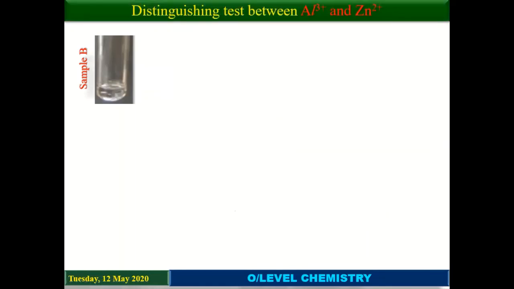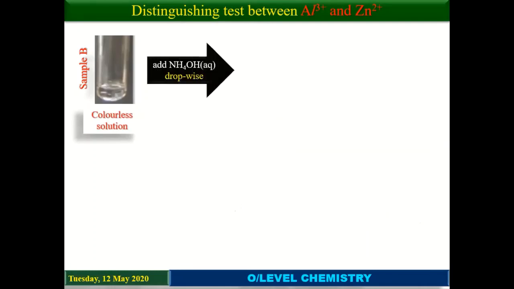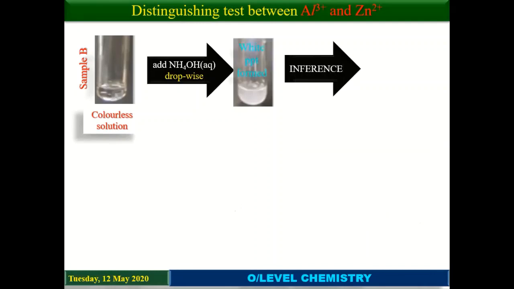Now, again, the distinguishing test between aluminium and zinc, as we have performed previously for sample A. So you can see we have a colorless solution of sample B that we tested in the previous slide, and we have reached the result that there might be aluminium ion or zinc ion. Here you can see again we have got white precipitate while we are adding a small quantity of ammonium hydroxide. It means there might be aluminium or zinc because we have already performed some experiments in the previous slide.